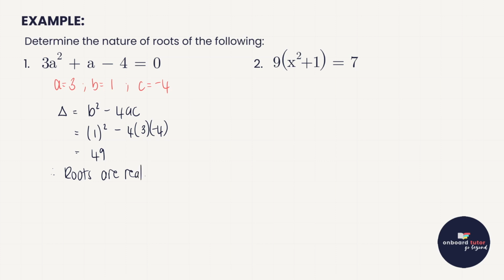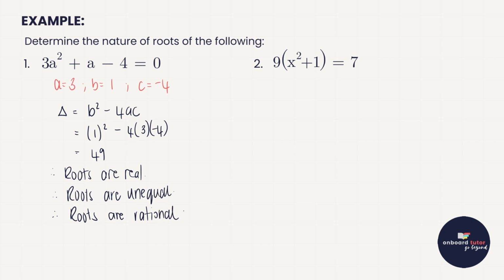Then the next thing we check is, does it equal 0 or not? Because if it equals 0, then our roots are equal, but if it doesn't, then our roots are unequal. So this 49 does not equal 0, so therefore my roots are unequal. And then finally, I need to ask myself, is this a perfect square? If it's a perfect square, then the roots are rational. And if it's not a perfect square, then the roots are irrational. In this case, 7 times 7 is 49, and so these roots are rational.